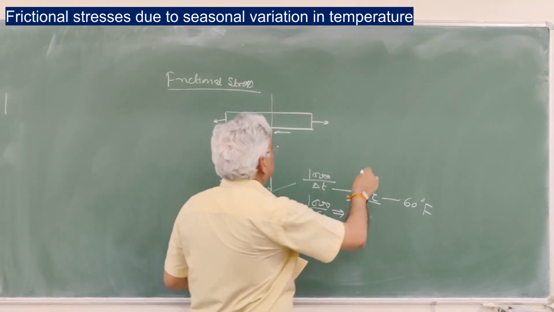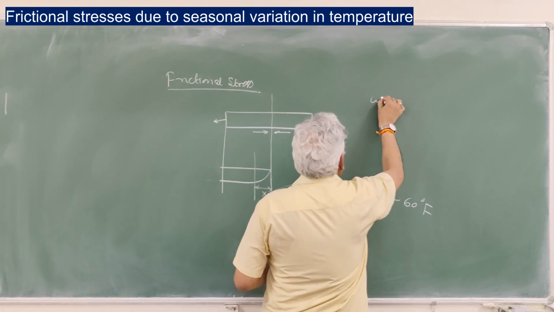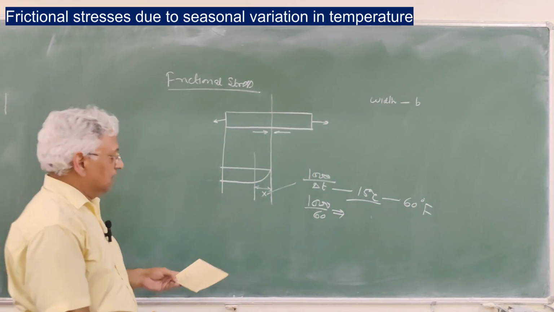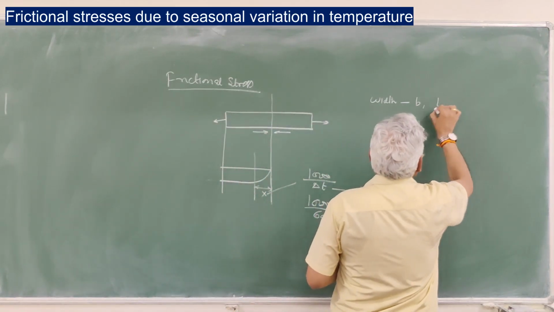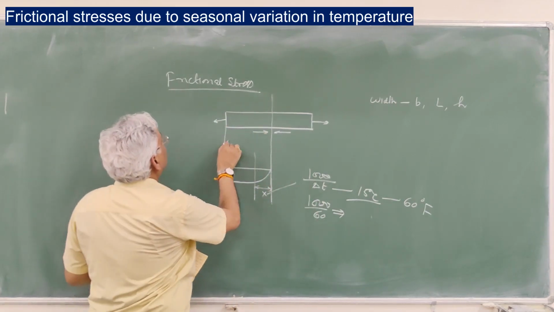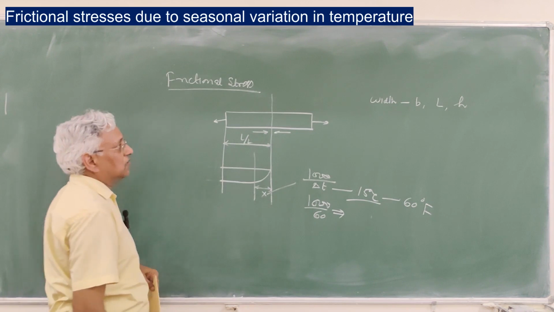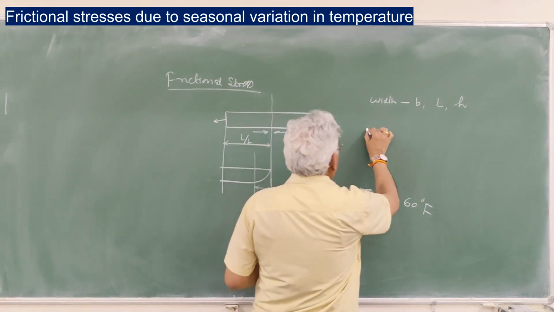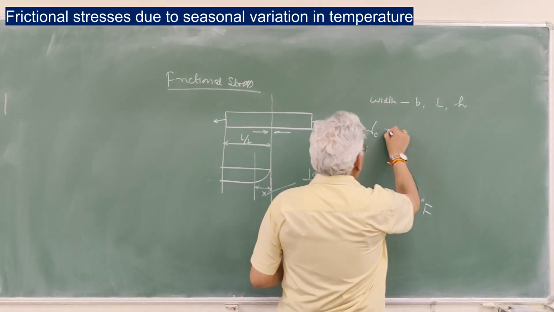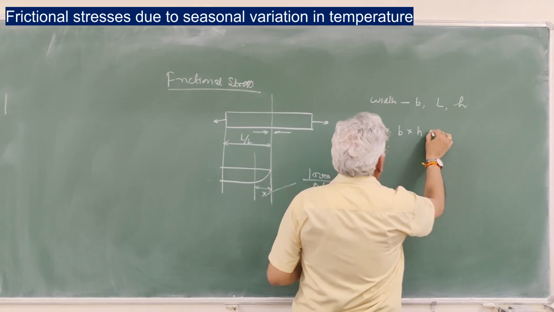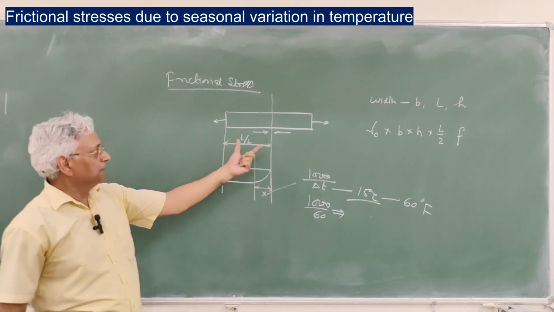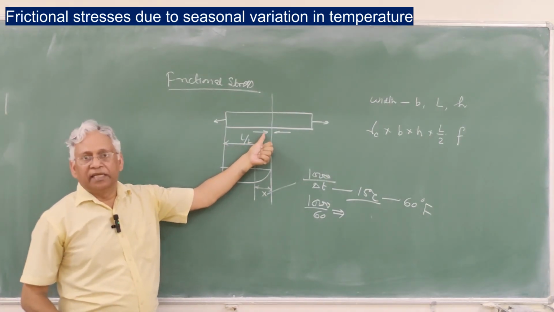So frictional force, let us say for a slab, the width of the slab is B, the length of the slab is L and height is H. As I told you, only half of the length is mobilized in one direction, and therefore if gamma C is the density of the concrete, multiplied by B multiplied by H multiplied by L by 2 multiplied by F, the friction between the slab and the base.